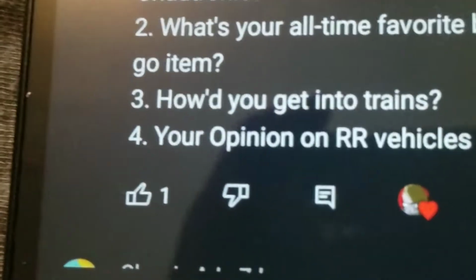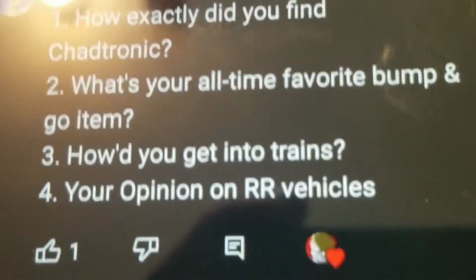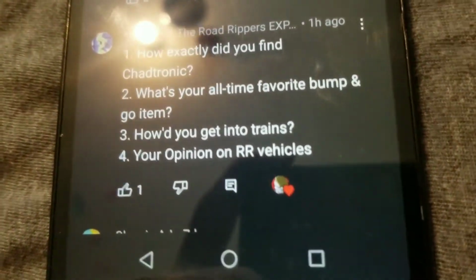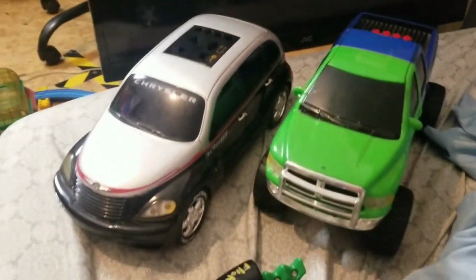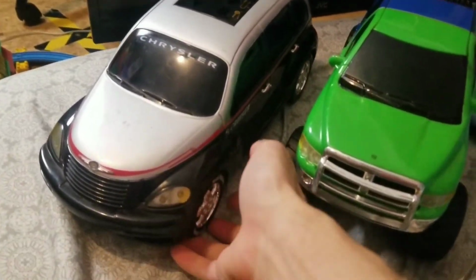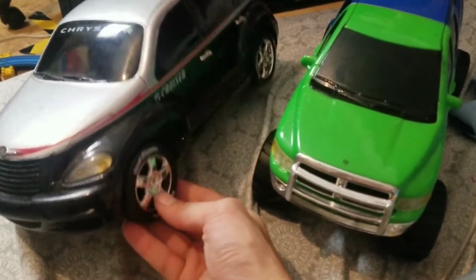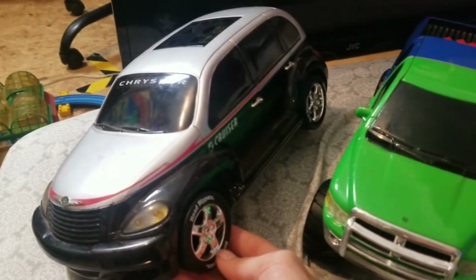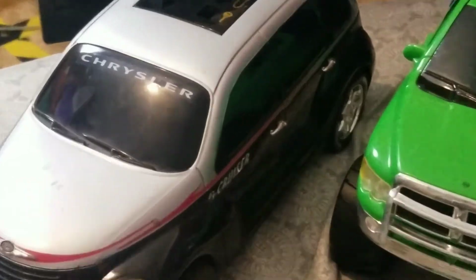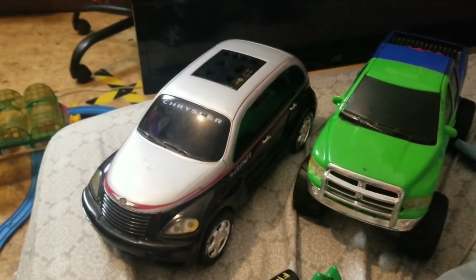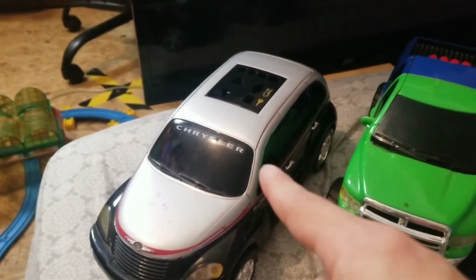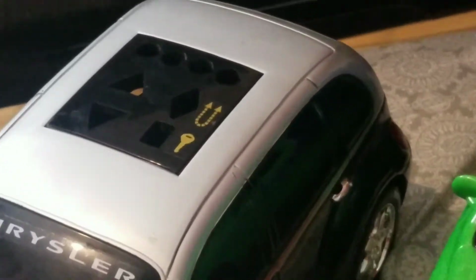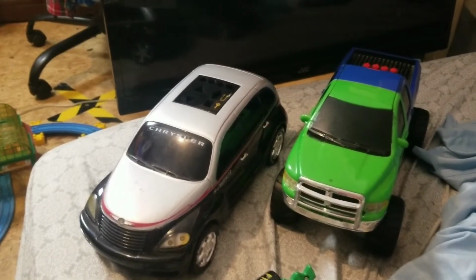Question 4. What is your opinion on Roadripper vehicles, or RR? So personally, my opinion on Roadrippers is I honestly think they're interesting. I have 2 of them currently, but this one's a PT Cruiser. This one plays Loosen Up, which is by Universal Music Group, I think, which Cody found. Props to him for finding the song for this thing. Now you're probably wondering, what the frick happened to all the buttons? Well, that's because it's currently in repair right now, because I'm working on it.